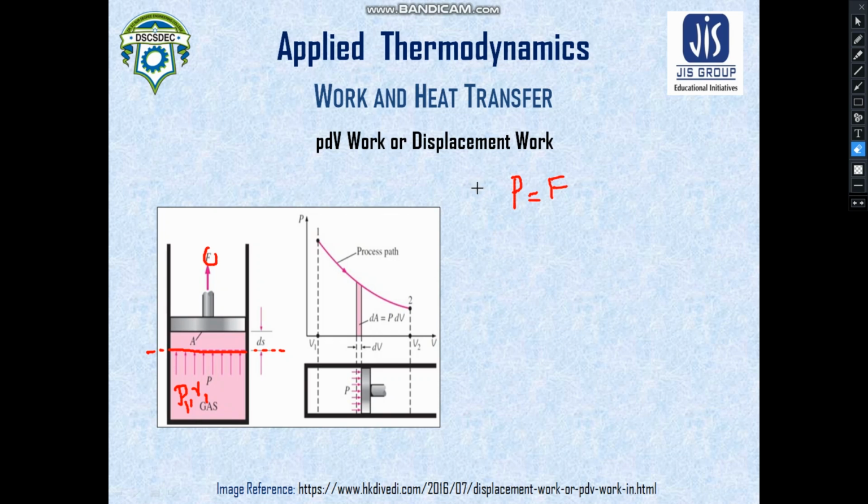So now we need to calculate the amount of work. Now why is it called displacement work? As I was referring, this was the initial position. The piston and the gas together constituted a closed system. Now, after the expansion has taken place, the boundary of this closed system has been displaced from here to here. So there is a displacement of the closed system boundary taking place.